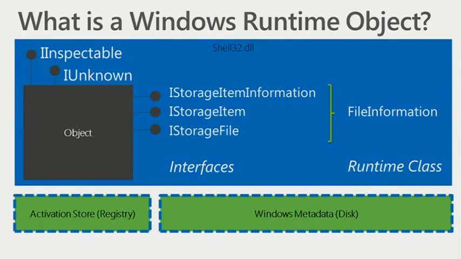And indeed, if you look in the Windows metadata store on disk in System32 WinMetadata, you would find exactly this type. And if you look at the runtime class, the file information class, you would see it implements a number of interfaces. So it implements IStorageItemInformation, it implements IStorageItem, IStorageFile. It also implements some well-known interfaces, some base interfaces, foundational interfaces.